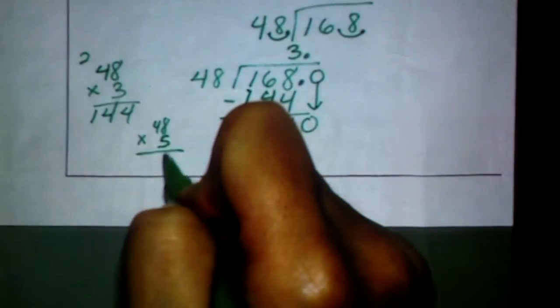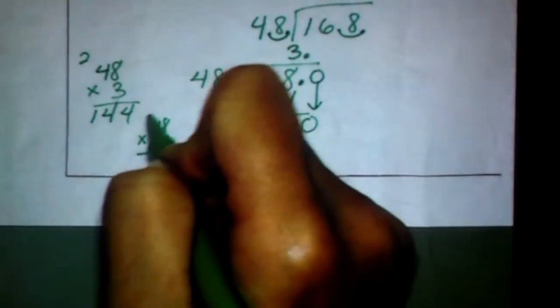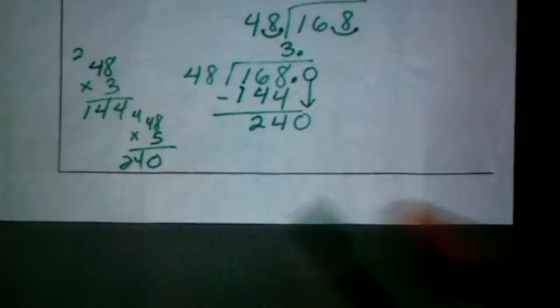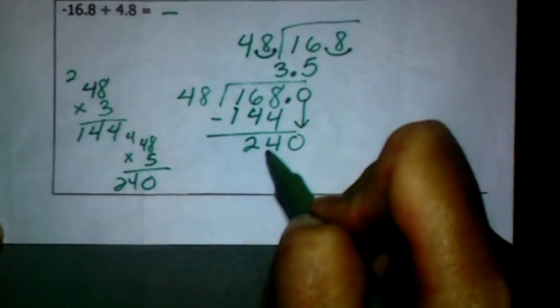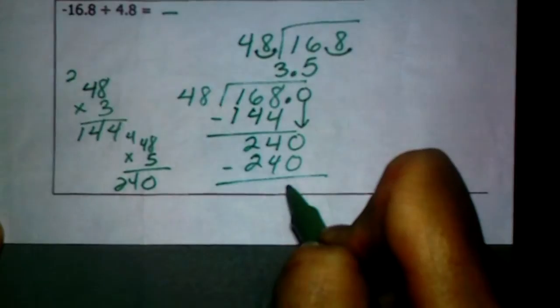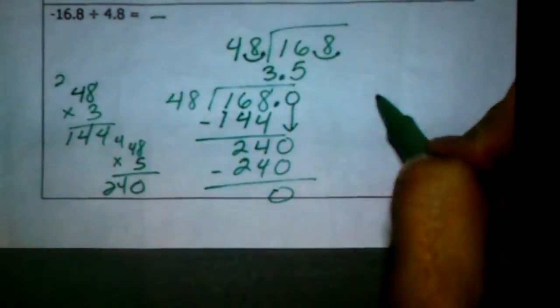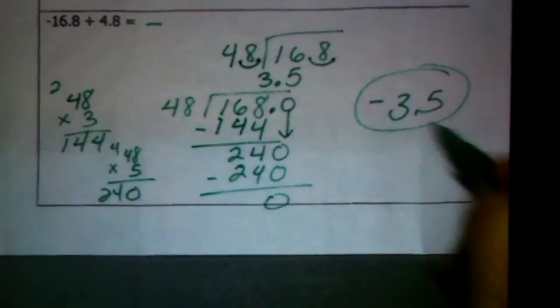This turns out to be 8 times 5, 40, 4, 240. Oh my gosh, it's exactly 240. How did that happen? Okay. 48 goes into 240 5 times, which equals 240 with no remainder. And we said right off the bat it was going to be a negative, so my answer is negative 3 and 5/10. See you tomorrow.